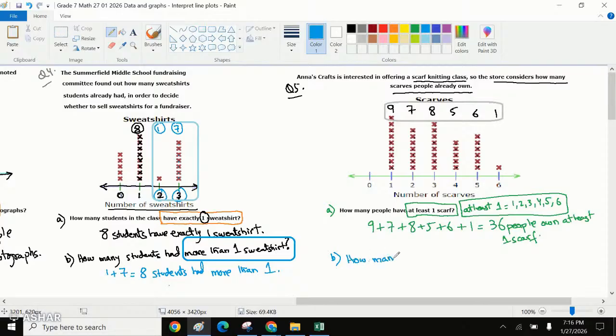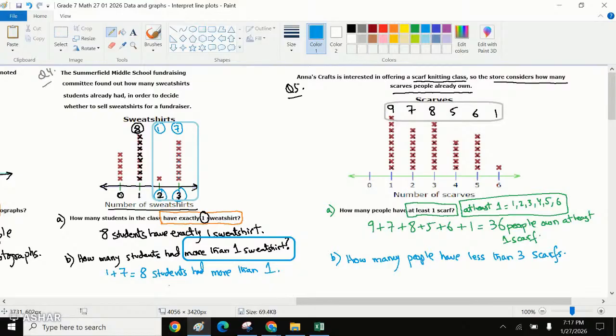How many people have less than 3 scarves? Okay, less than 3 means... Okay, let's add them together. I'll just reconfirm. 9 plus 7 plus 8 plus 5 plus 6 plus 1. That is 36. Okay.